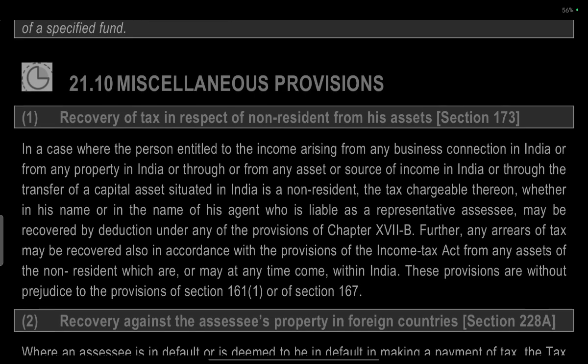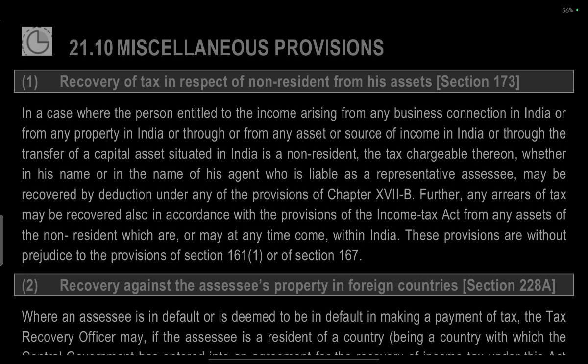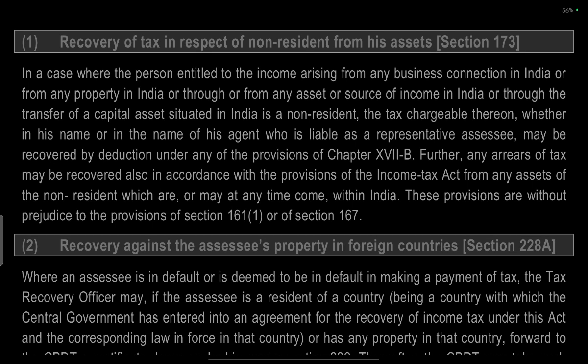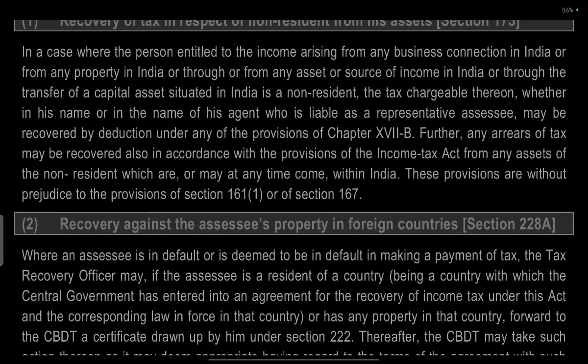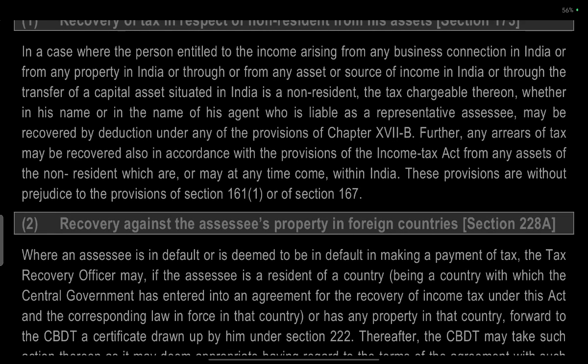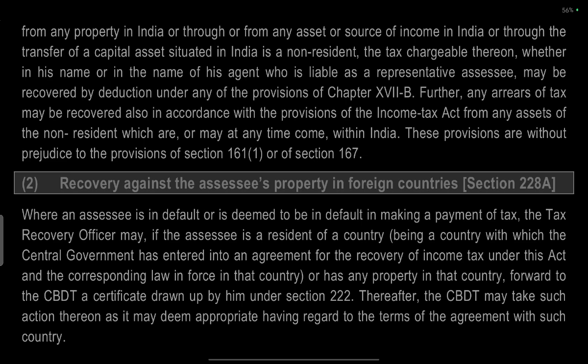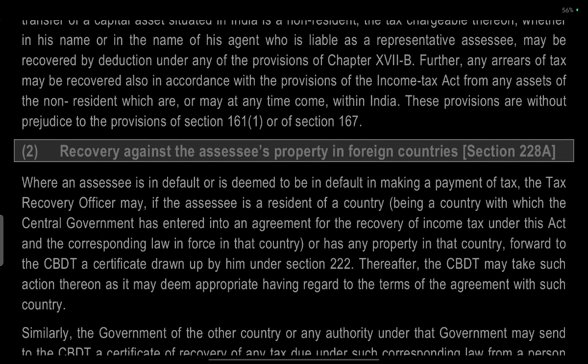Miscellaneous provision: recovery of tax in respect of a non-resident from assets. In the case of a person entitled to income arising from any business connection in India, or from any property in India, or through any asset or source of income, or through the transfer of a capital asset situated in India, who is a non-resident, the tax chargeable thereon may be recovered in his name or in the name of his agent who is liable for representing him, from the deduction under any of the provisions under Chapter 17B. Further, any arrear of tax may also be recovered in accordance with the provisions of the Income Tax Act from any assets of the non-resident which are or may at any time come into India.